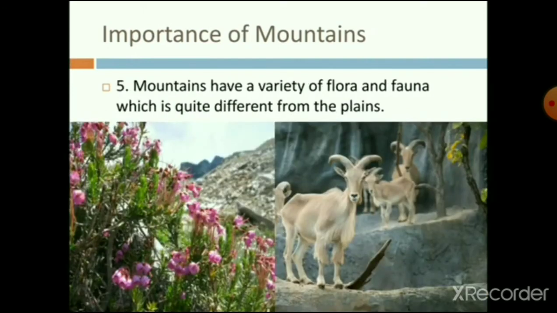Mountains have a variety of flora and fauna which is quite different from the plains. The cooler temperature, the type of soil, and the water streams allow different varieties of animals and plants to survive in the mountains. Next point, plateau.